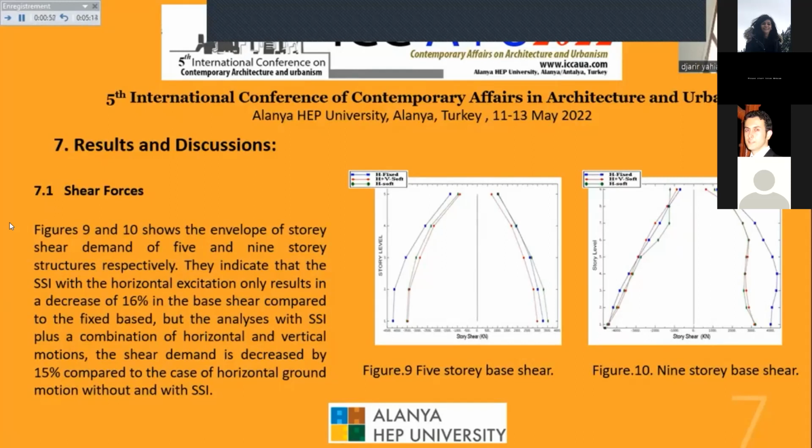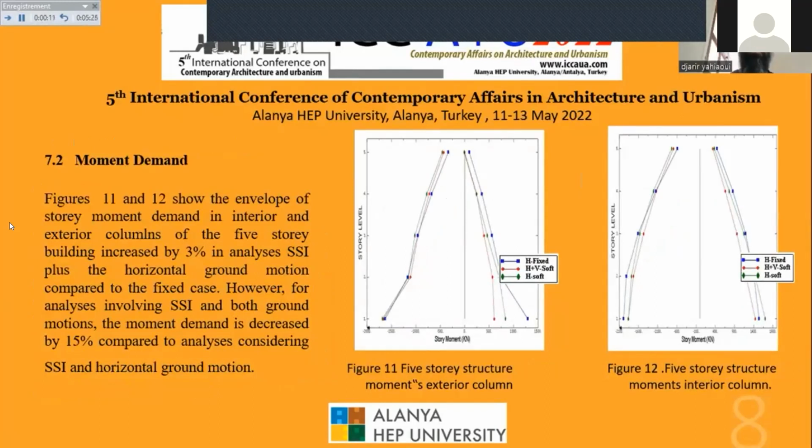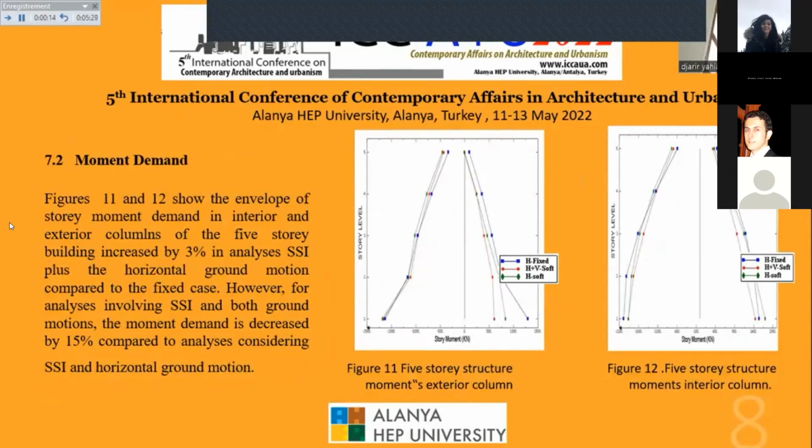7.2 Moment demand. Figures 11 and 12 show the envelope of story moment demand in interior and exterior columns of the 5-story building increased by 3% in analysis SSI plus the horizontal ground motion compared to the fixed case.